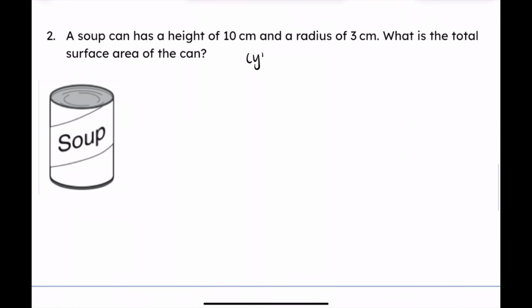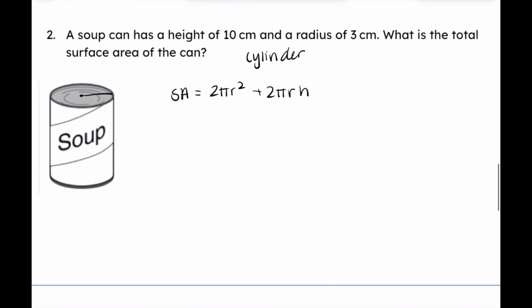For number 2, it says a soup can has a height of 10 centimeters and a radius of 3 centimeters. What is the total surface area of a can? Well, a can shape is the same as a cylinder, and we know that the surface area equation for a cylinder is 2 pi r squared plus 2 pi r h. And we are given here that our radius is 3 and our height is 10.